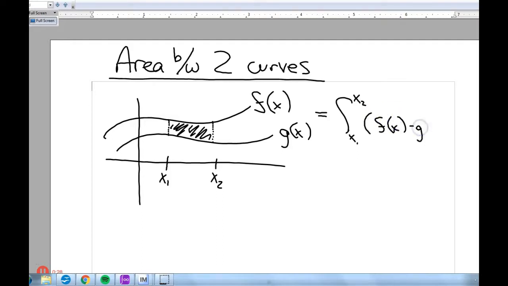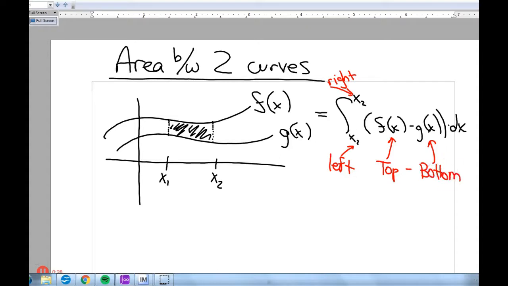Look at that. So this is kind of the starting point of the definition. So if you want to write that down. X1 is what I'm going to call the X on the left-hand side. X2 is what I'm going to call the X on the right-hand side. And we always subtract top minus bottom. This is a minus sign in case that's not clear.